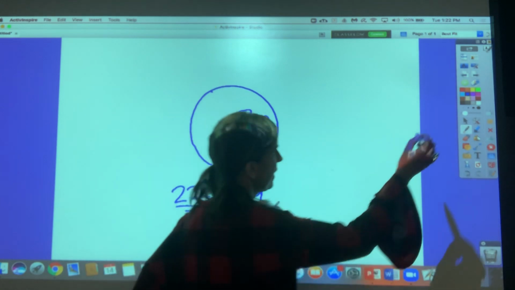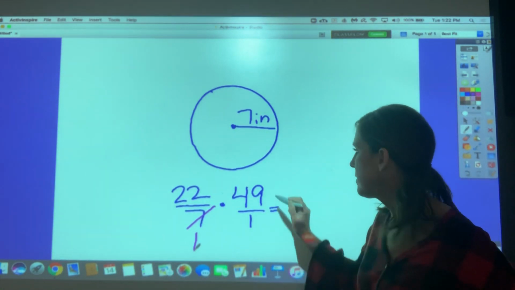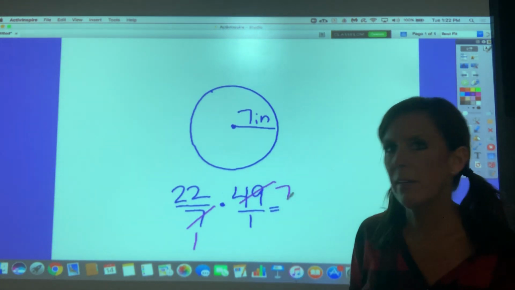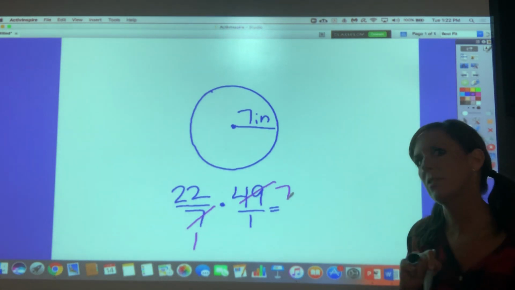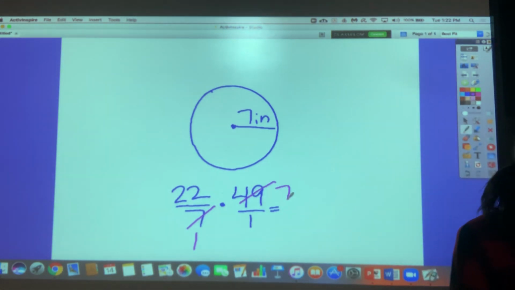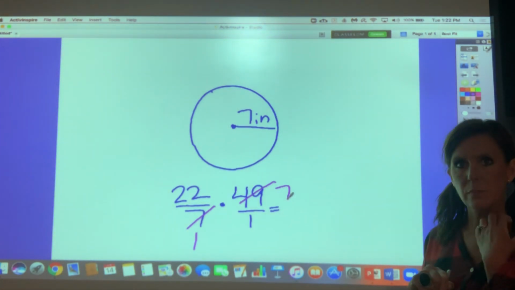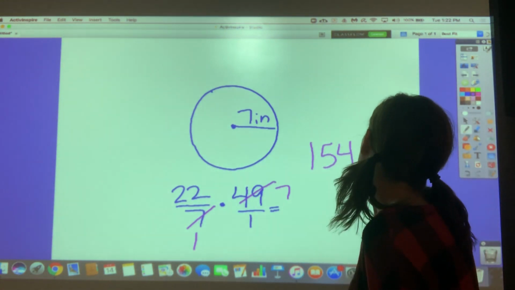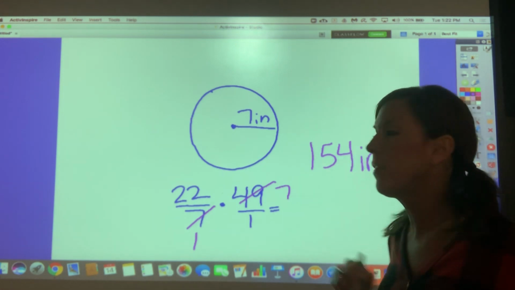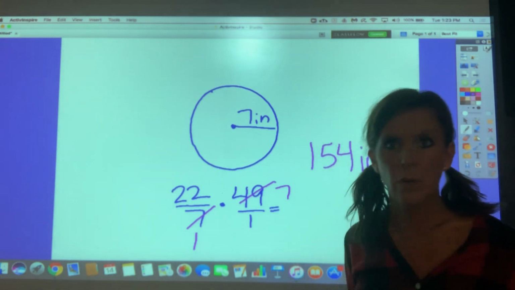Then we're going to be able to cancel, because the 7 goes into itself once, and 7 goes into 49 7 times. So all we have left is 22 times 7. That's going to give us the area of this circle. I'll give you a minute to multiply 22 times 7. Hopefully you got 154 inches squared. Remember, it's area, so it's inches squared. So 154 inches squared would be the inside of the circle.